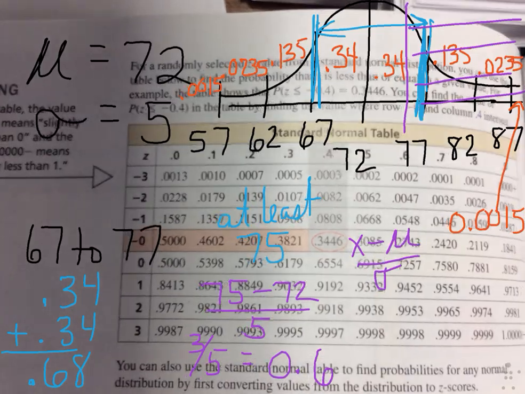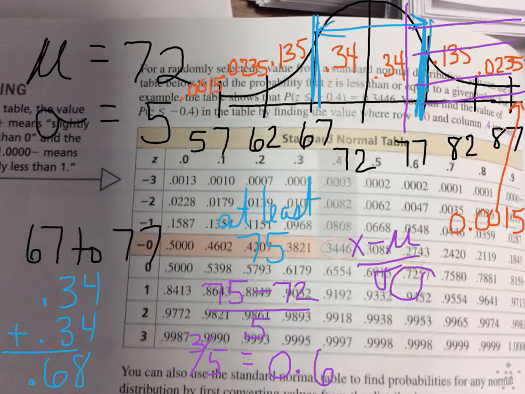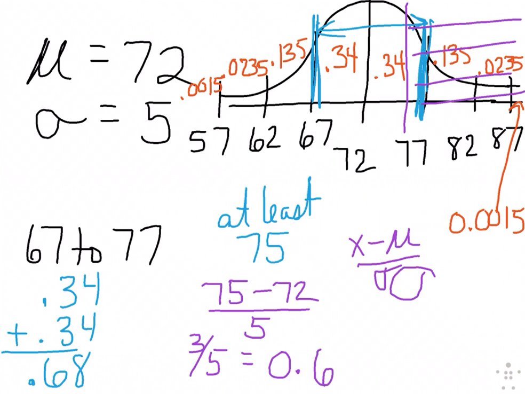I look up 0.6, and it looks like, to me, it's right here, 0.7257. But remember how the chart reads. The chart reads from the left of that number. So it's reading everything on the left side of 75. We want the right side of 75. How do I find the right side of 75 then? Subtract from 1. Right. So I need to take 1 minus that 0.7257. What number comes out?